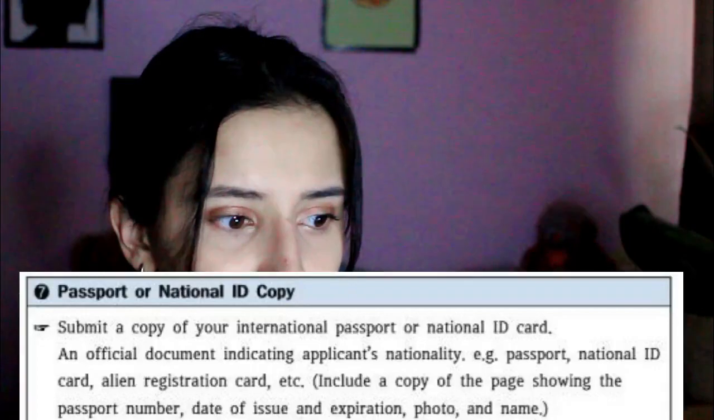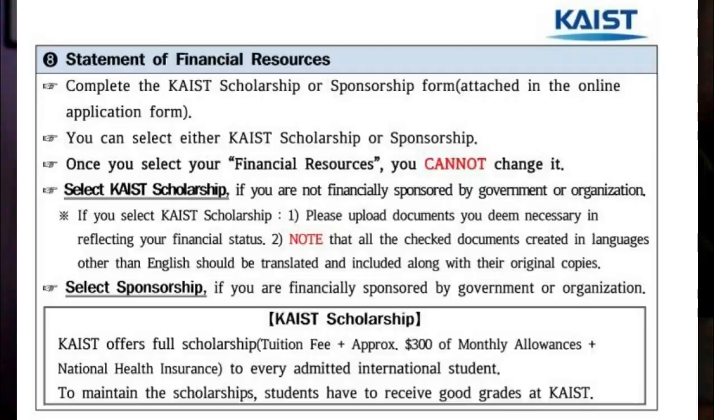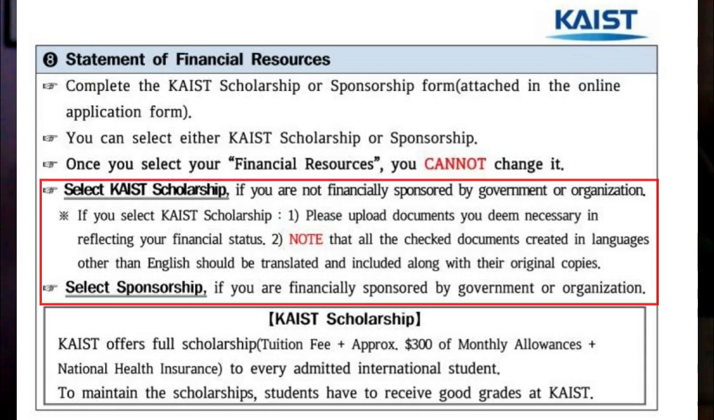Next, you need to submit a copy of your international passport or national ID card. Next, statement of financial resources. When you complete your application form, you can choose KAIST scholarship or sponsorship form. The difference between scholarship and sponsorship is that if you apply for scholarship, it means that you are not financially sponsored by a government or organization. But if you select sponsorship, it means that you are financially sponsored by a government or organization.